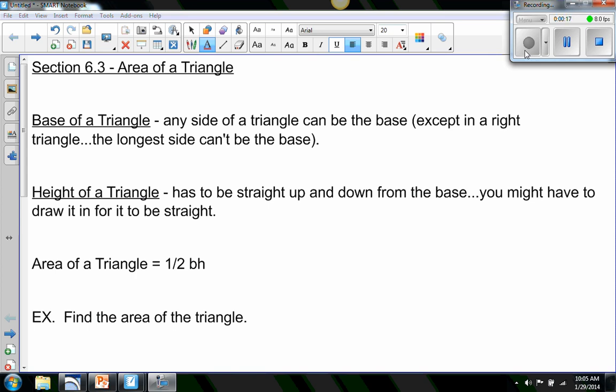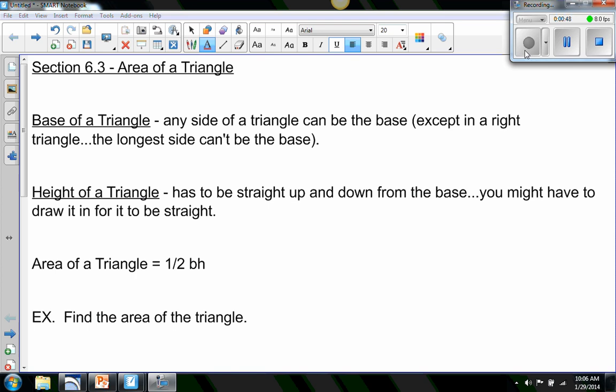First of all, there's two terms that go with this section, and they're pretty straightforward. The base of a triangle can be any side of a triangle, except if you have a right triangle, that would be a triangle that has a 90-degree angle in it. If you have a right triangle, the longest side can't be the base. I'm not going to get too in depth with that right now. We'll cover it when we do the right triangle formulas, the Pythagorean theorem. We'll work with that later.